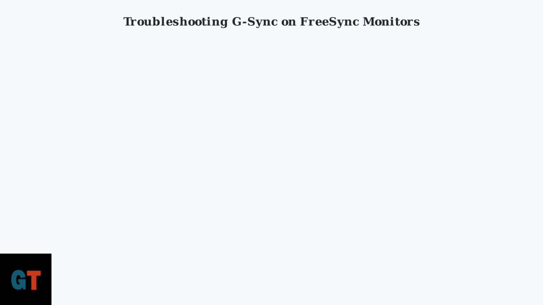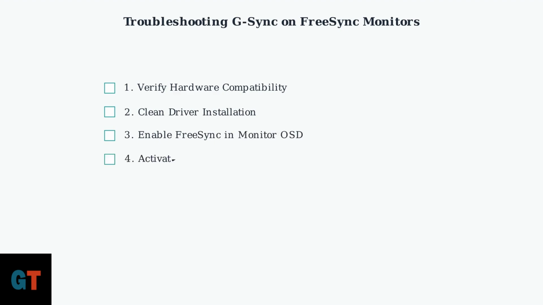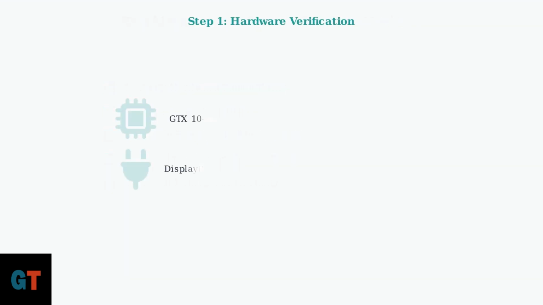When G-Sync doesn't appear on your FreeSync monitor, follow this systematic troubleshooting approach. We'll work through each step to identify and fix the issue. Step 1 is hardware verification. First, confirm your graphics card is compatible. You need an Nvidia GTX 10 series or newer GPU. Second, check your connection type. DisplayPort 1.2 or higher is recommended, though HDMI 2.1 also works on newer monitors.